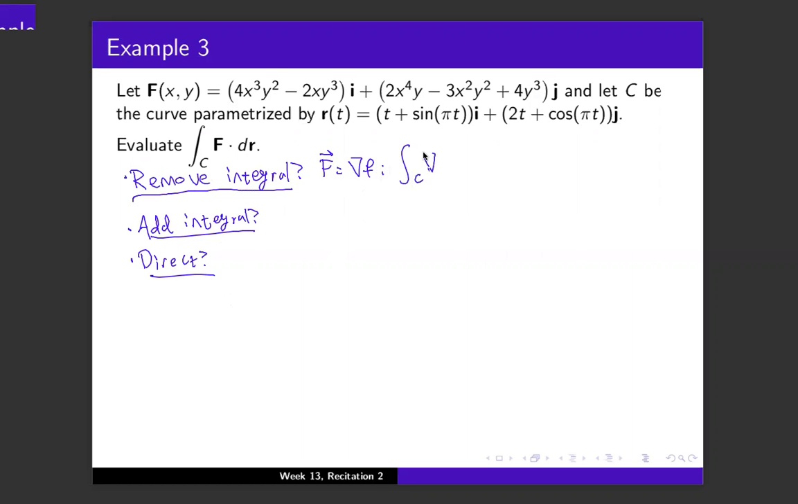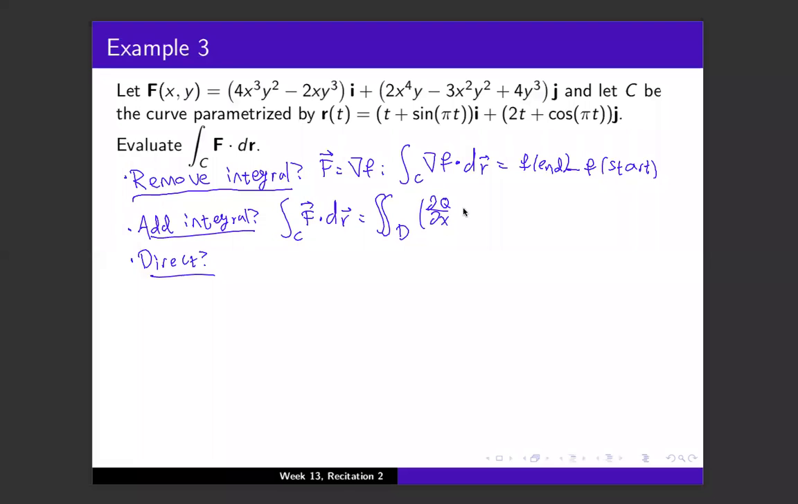The reason why that's true is because, by our principles of integration, you can remove an integral if the thing you're integrating is some kind of a derivative. This becomes f at the end minus f at the start. You can add an integral by taking the integral over C of F dot dr, and this is two-dimensional, so you would have to add it by using Green's theorem. Or you can use the direct approach.